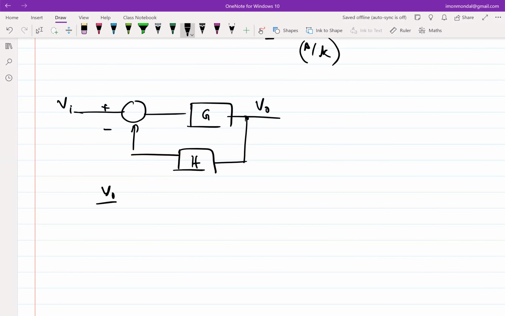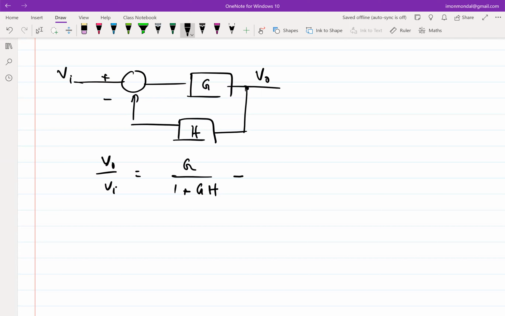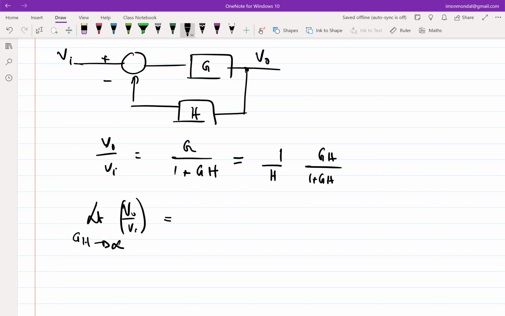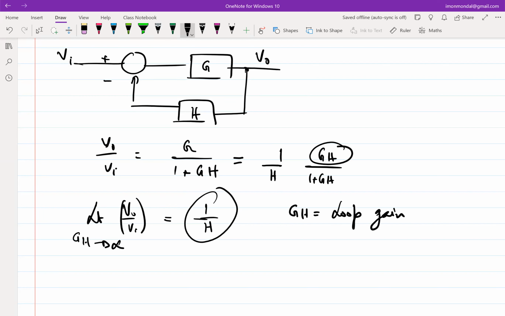So in this case, we know that V naught over Vi is G by 1 plus GH, right? This is also often referred to as 1 over H times GH by 1 plus GH. The reason it is referred to like that is because if this GH tends to infinity, then the output tends to 1 over H. So this is essentially the desired transfer function. 1 over H is the desired transfer function that you get when the loop gain, this thing GH is often called the loop gain, tends to infinity.